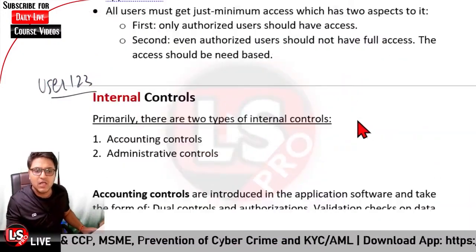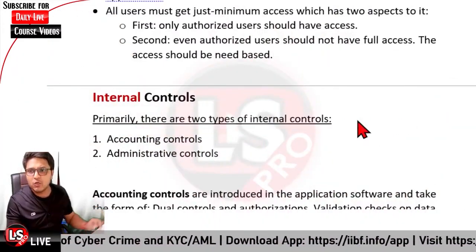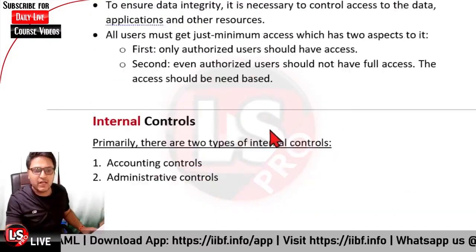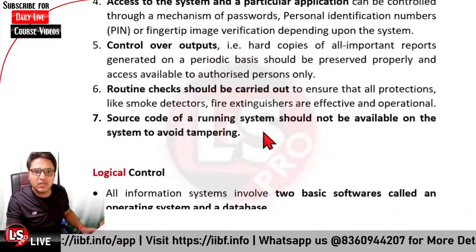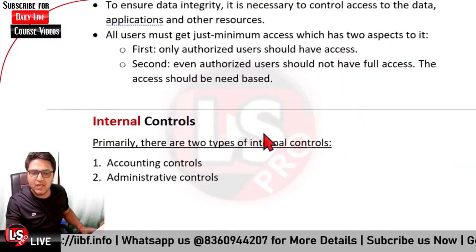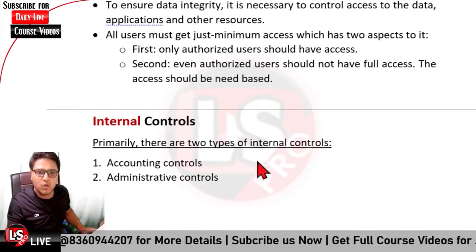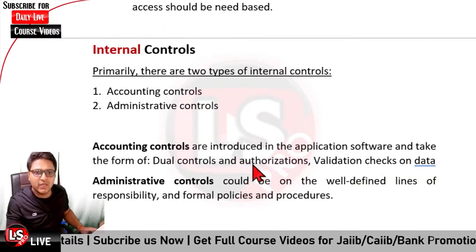Okay, then it is regarding the internal controls. So primarily there are two kinds of internal controls: the accounting controls and the administrative controls. So first we read regarding the physical control, in which we covered the physical control and the logical control. Then the second one is regarding the internal control, in which we have two categories, that is the accounting controls and administrative controls. And here we are going to learn about the accounting controls first of all.